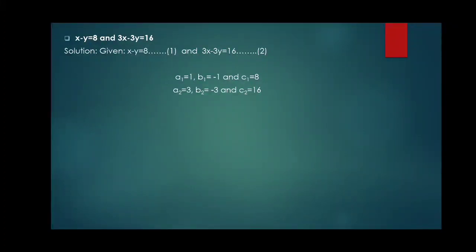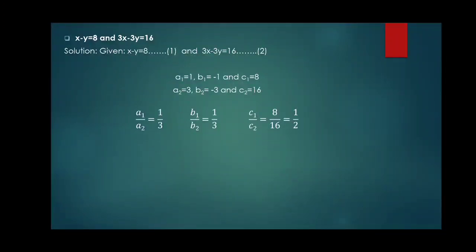So since here it is minus y, b1 is minus 1 and c1 is equal to 8. Similarly, from equation 2, a2 is equal to 3, b2 is equal to minus 3 because we have minus 3y. So the coefficient is minus 3 and c2 is equal to 16.